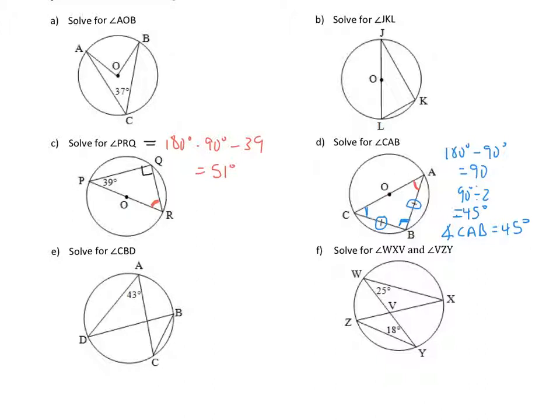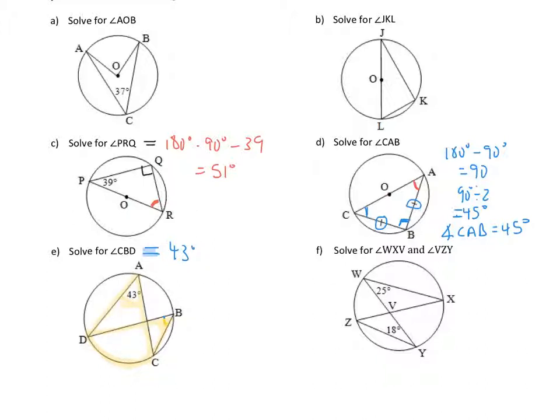All right, part E, solve for angle CBD. So C to B to D would be this angle here. And I'm noticing that both angle A and angle B are subtended by the arc DC. Okay, so I could trace that out. So that angle will be equivalent to the angle at B. So that means the angle we are looking for is simply going to be equal to 43 degrees. They're equivalent to each other. So that's that bow tie symbol there.